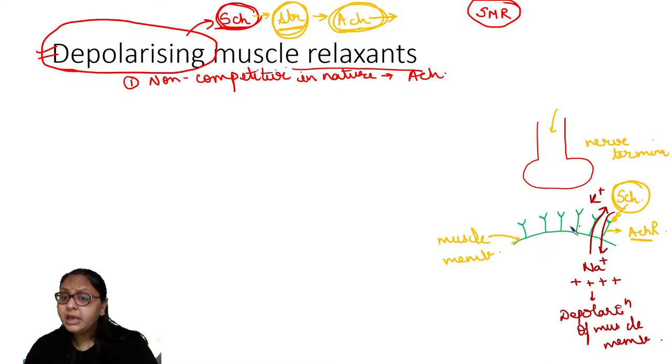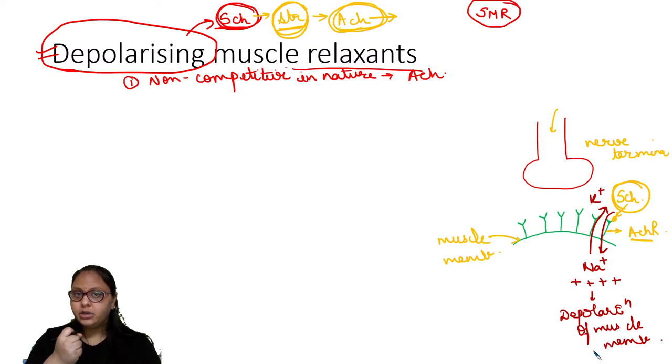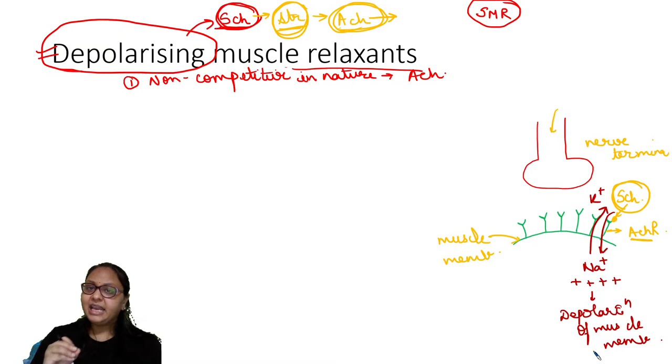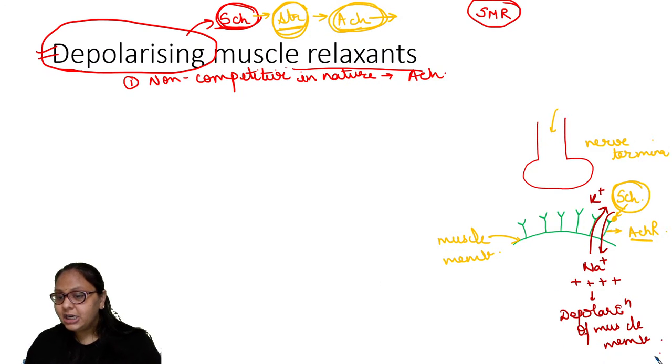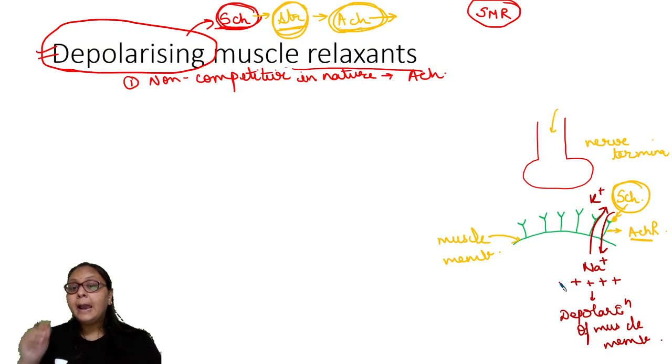Now the question comes, if it is causing depolarization of the muscle membrane, there should be contraction. So yes, after giving succinylcholine, if you have ever seen in the OT, whenever we give succinylcholine, initially there are fasciculations. Why are these fasciculations seen? Eyelid fasciculations, muscle fasciculations. These fasciculations are seen because of this initial depolarization of the muscle membrane.